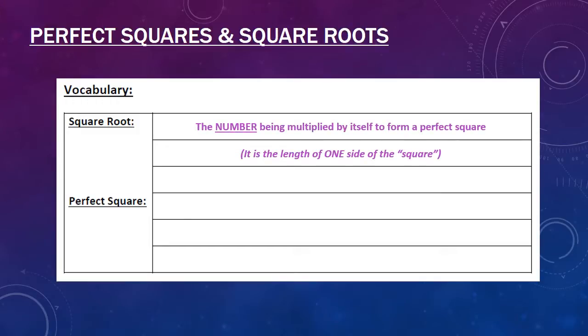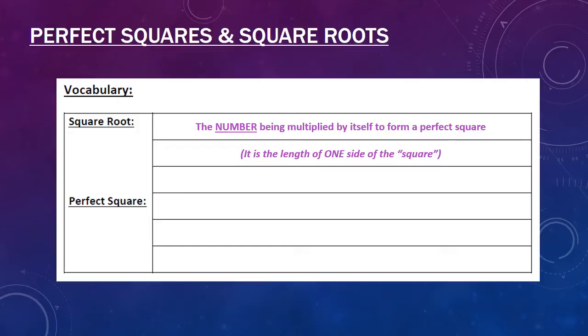That is the number being multiplied by itself to form a perfect square. It is the length of one side of the square. So just like we had those examples before, when we had 1 squared, or with the little tiny 2, the length of each side was 1, or the big number. So that is the square root.